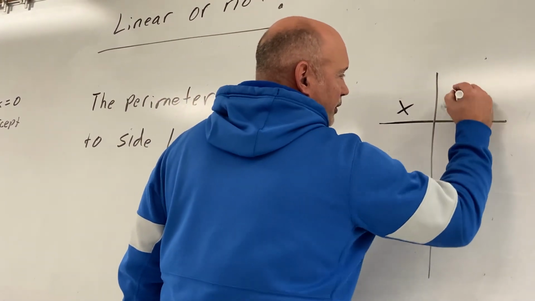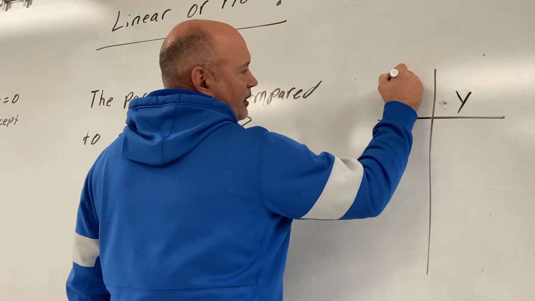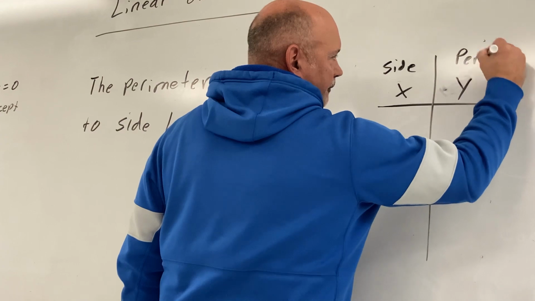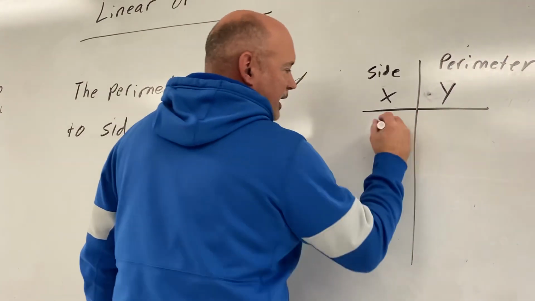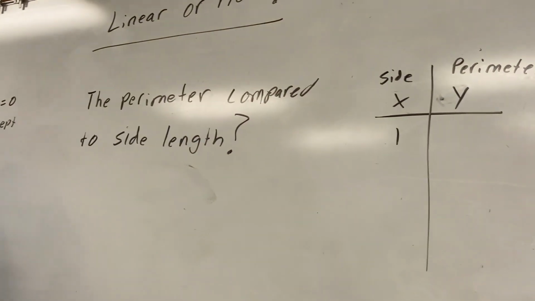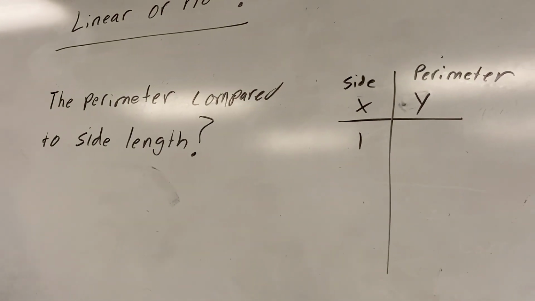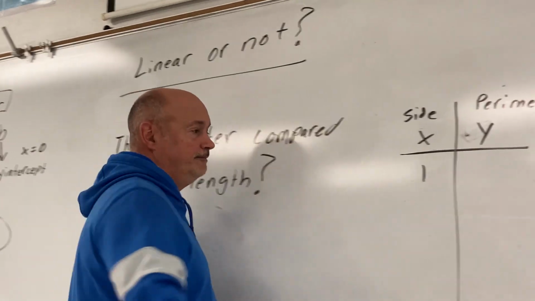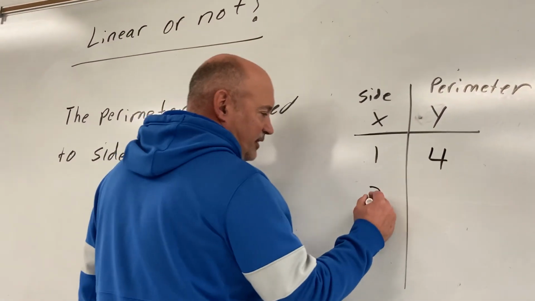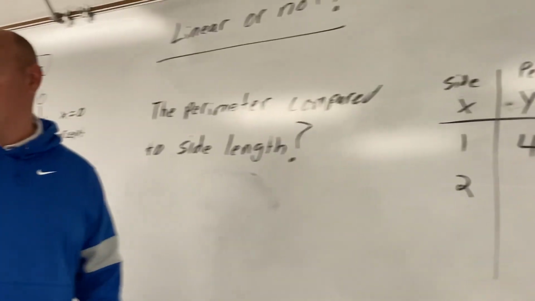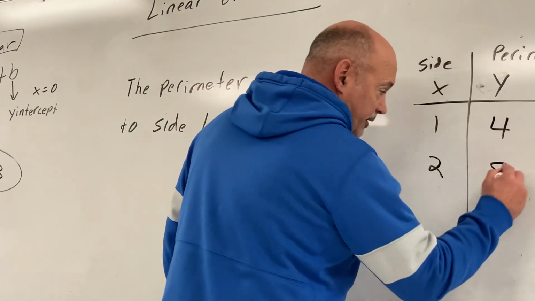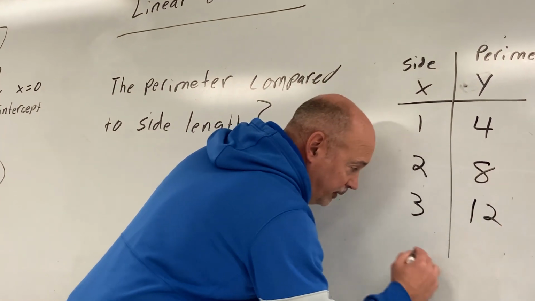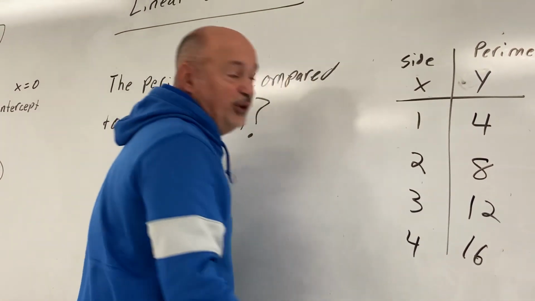Let's do a table and prove it. So X will be the side length and Y will be the perimeter. If the side of my square is 1 inch long, what is the perimeter? It is not 1. The perimeter is 4. What if the side length is 2? The perimeter would be 8. 3? 12. 4? 16. So let's prove that it's linear now.